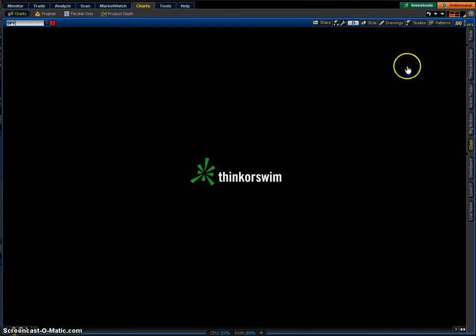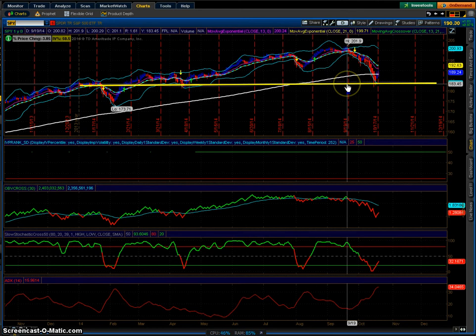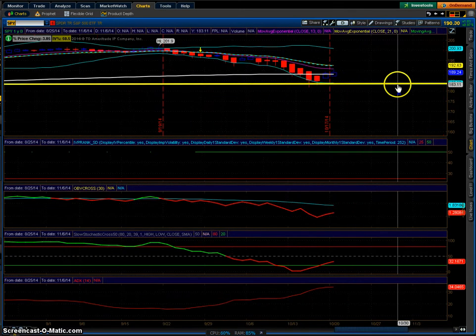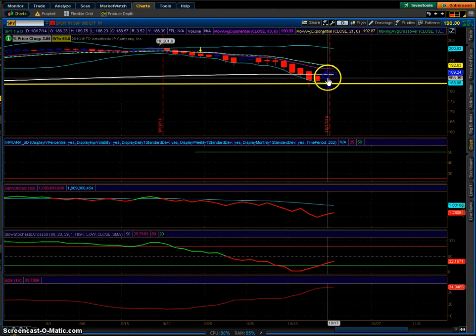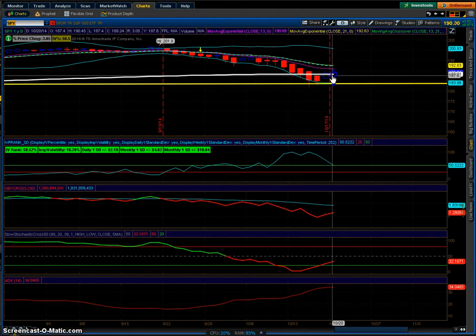Okay, so as you can see on my chart here, I drew a line. This yellow line is where we opened in January, the beginning of the year, and I said we want to hold this yellow line. Otherwise SPY will turn negative for the year. So we shall see.